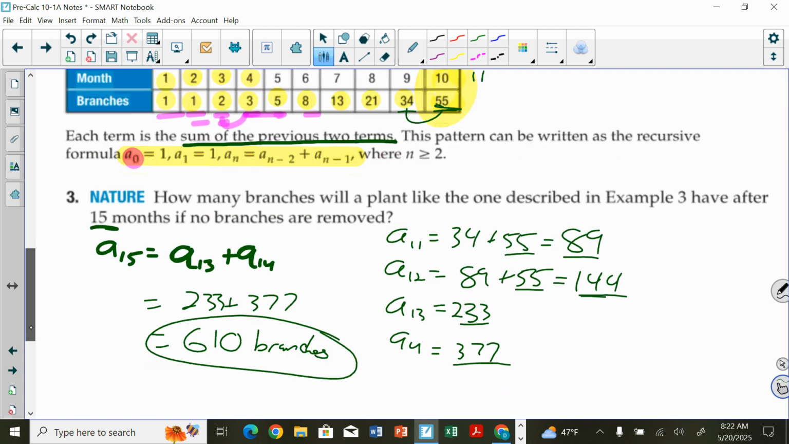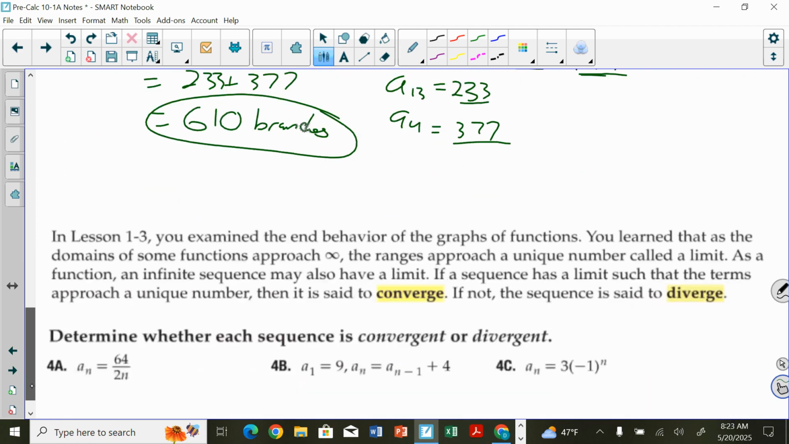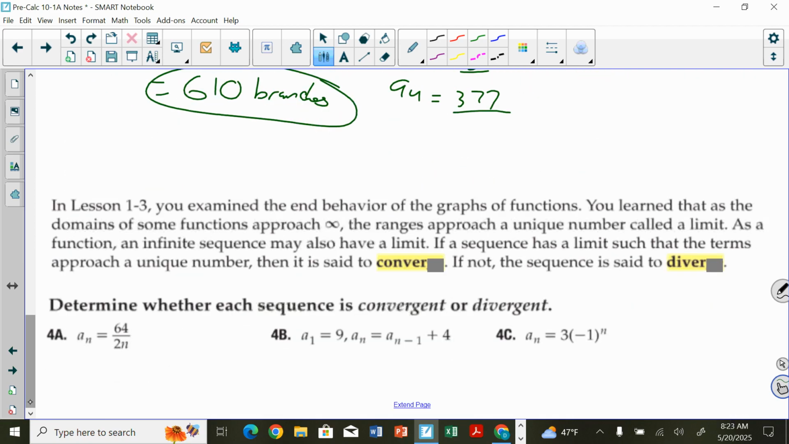Okay, just kind of using that sequence as it is. All right, last thing here, and then we'll be done. So in this lesson, way back in lesson 1.3, back in chapter 1, we looked at end behavior of graphs, looking at limits, right?